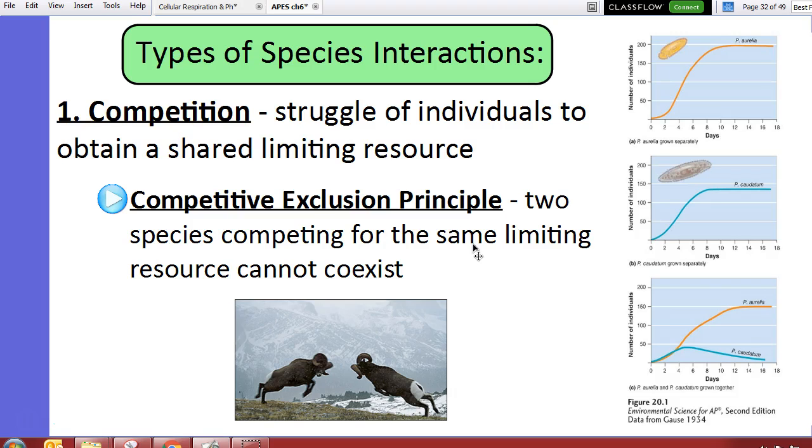And what we end up seeing is that those species will kind of develop different niches around that resource.